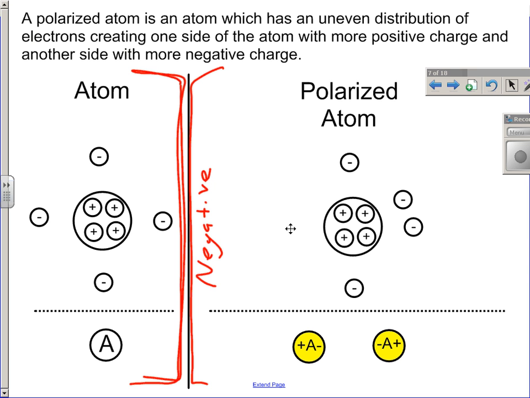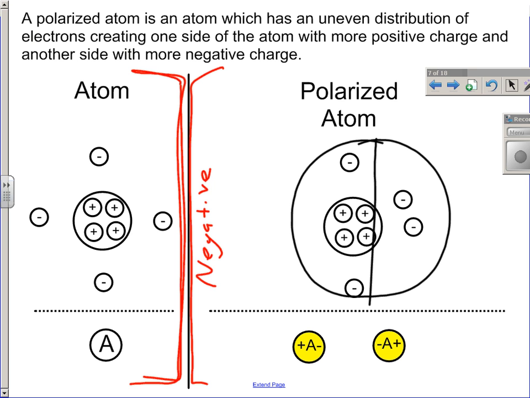This is a bit of an oversimplification, but now we've got an atom that has been what's called polarized. Look, here's our atom. If you draw a line down the middle, you've got one side of the atom that has more negative and another side of the atom that has more positive. So we've polarized the atom.